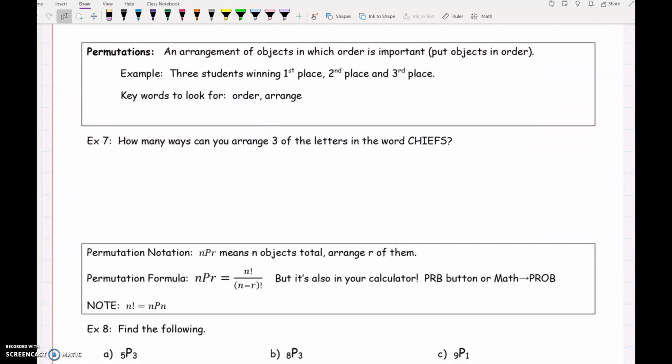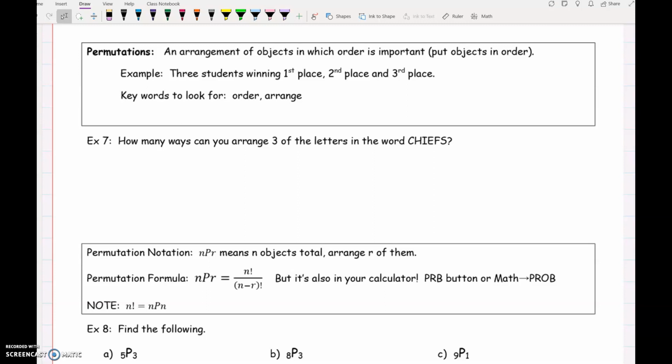A permutation is an arrangement of objects in which order is important. For example, GIL is different than LIG is different than ILG. So if the order of the letters matters, it's a permutation.